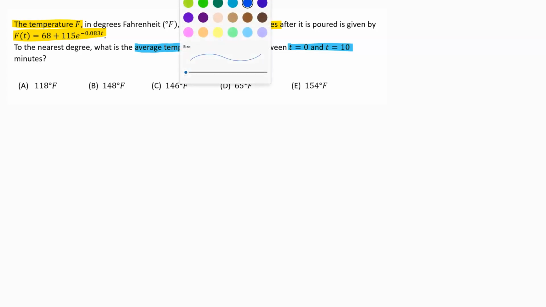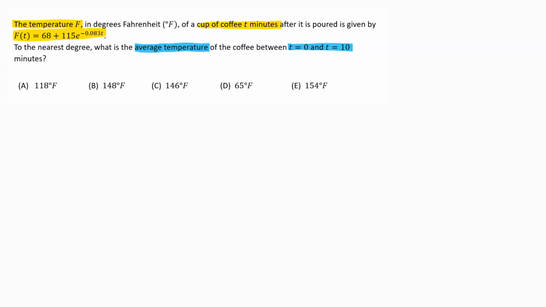So when you see that word average, two ideas have to be coming into your head. One is average rate of change. We see that terminology all the time. And then the other is average value. Well, this one isn't wanting to know how the coffee is behaving, increasing, decreasing. It doesn't want to know what its rate of change is. It wants to know what the average temperature is. And so this is an average value problem.